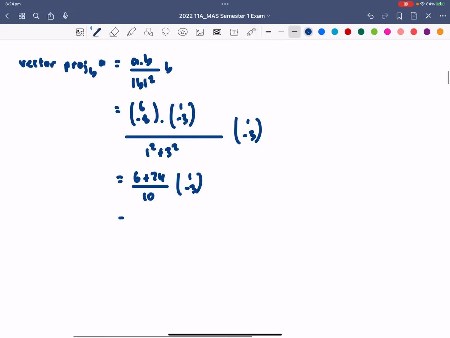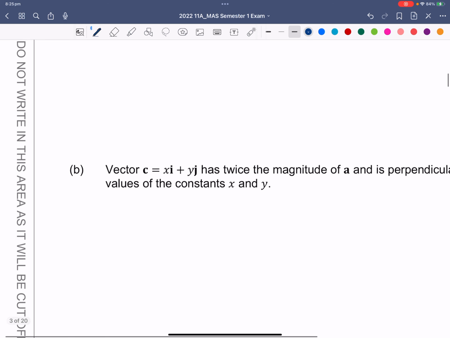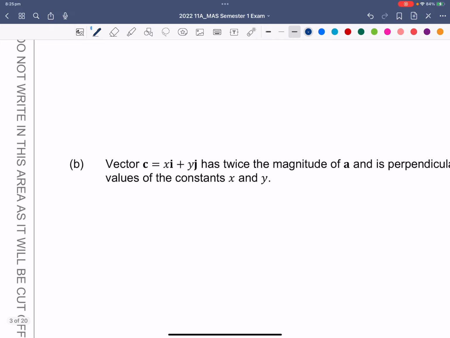So we have to do 3 lots of 1 negative 3. That's all we got to do. 3 lots of 1 neg 3 is 3 negative 9. Okay, simple as that. Perfect. Alrighty, next one. Vector C is xi plus yj.